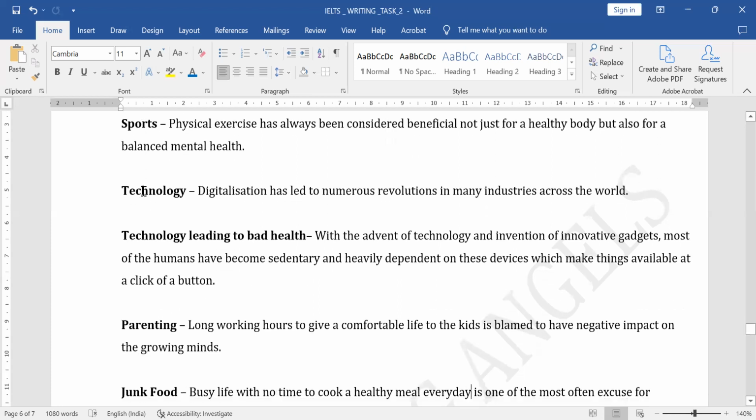Technology. Anjal, can you read the technology related sentence? Digitalization has led to numerous revolutions in many industries across the world. Yes. One of them is the automobile industry or anything. The food industry, where now people have started processing the food. So from technology, we have moved to food. Why are we eating processed food?